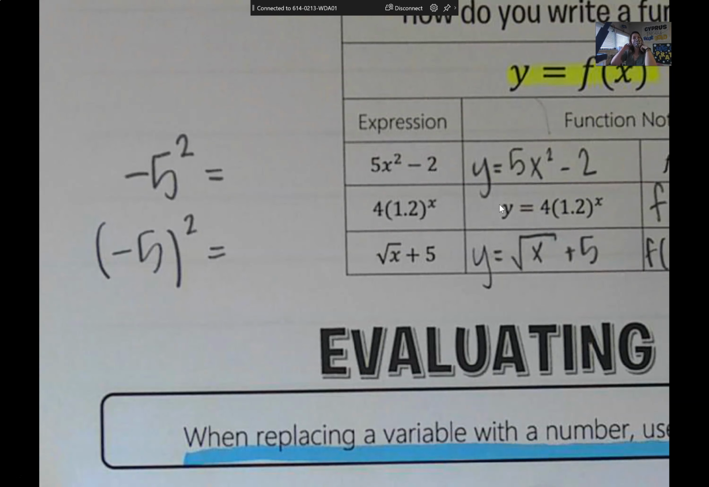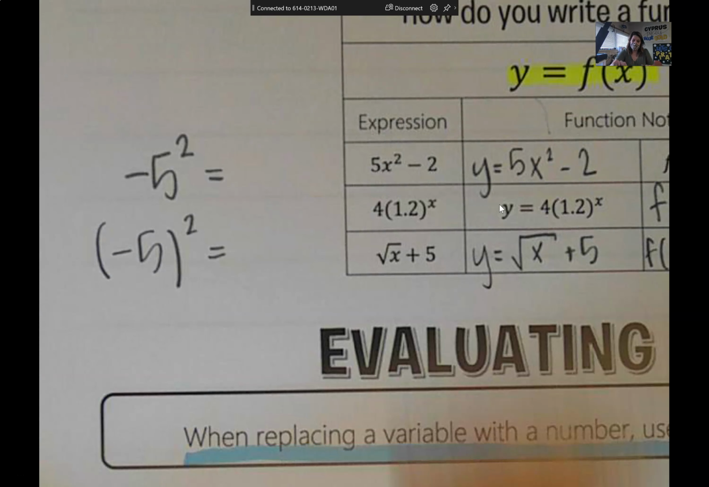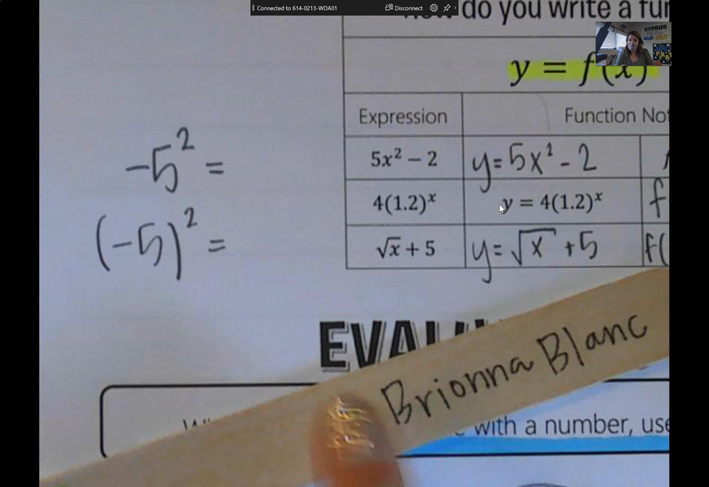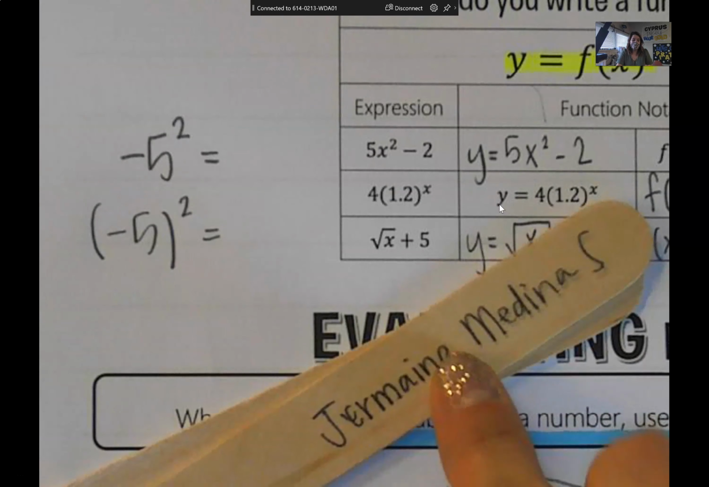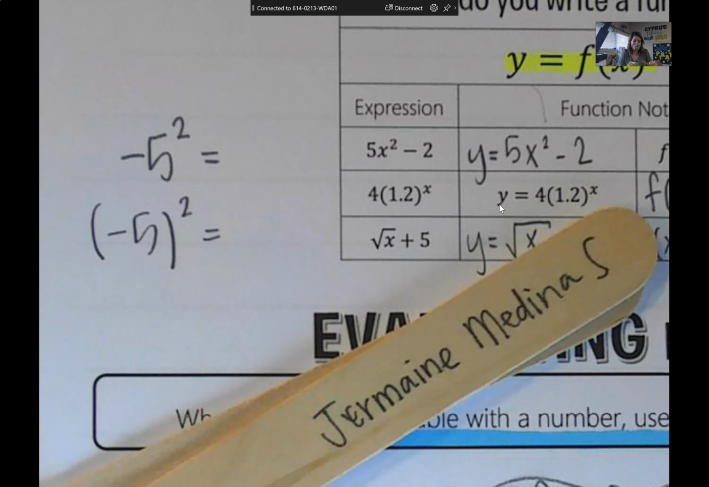You've got about 20. Ten. 5. 3. 2. Brianna learns at home. Brianna, hopefully you know this answer. Jermaine is never absent. He's not here.